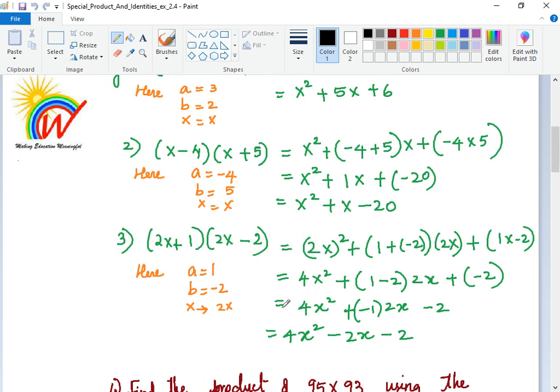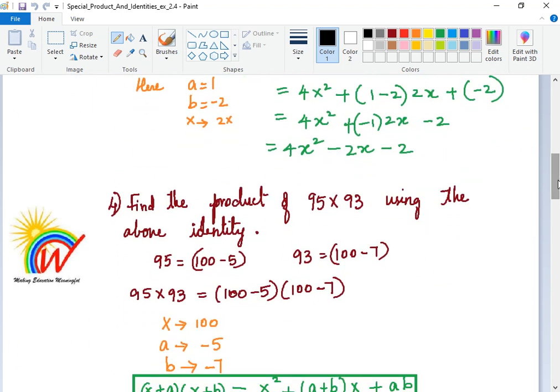So this is equal to 4x square plus 1 minus 2 is minus 1, and then 2x again, and this is plus minus minus 2. So here we will write 4x square plus minus again minus, so 1 into 2x is going to be 2x minus 2. So this is your final answer. So just slowly go over this once, try to write and practice.